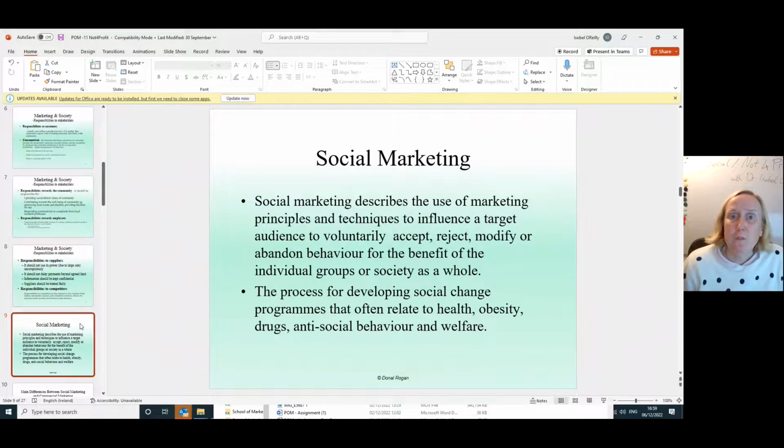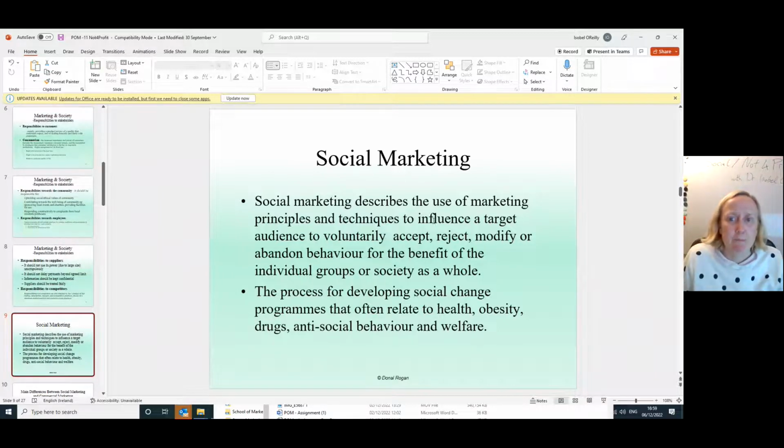Social marketing describes the use of marketing principles and techniques to influence a target audience to voluntarily accept, reject, modify, or abandon behavior for the benefit of individual groups or society as a whole. So obviously, that's the key element. It's using your skills to do something good for society.